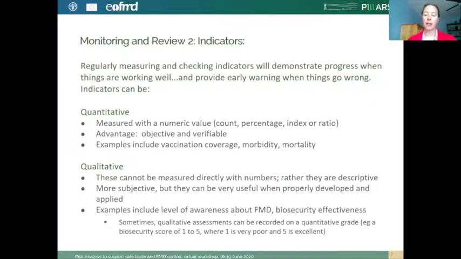Monitoring is done by defining and tracking indicators, which are things that you can measure to check that the measures are implemented as intended. Ideally, indicators will be quantitative or measurable by a number. This is preferred because it's an objective and verifiable measurement. Sometimes, though, it's not possible to have a quantitative indicator, and so qualitative or descriptive ones are used instead. These can be useful for things like raising awareness or assessing biosecurity.